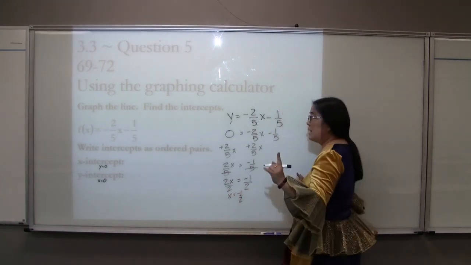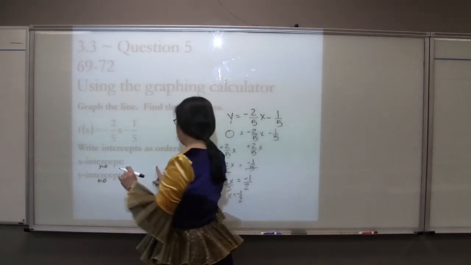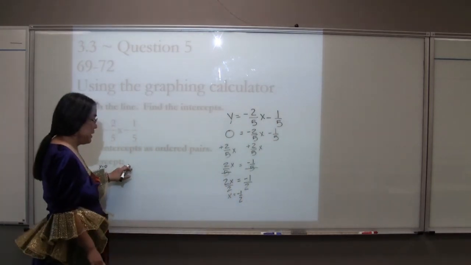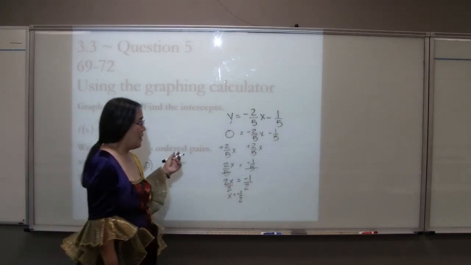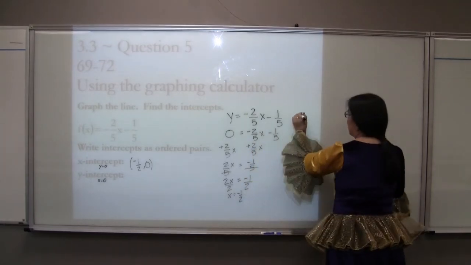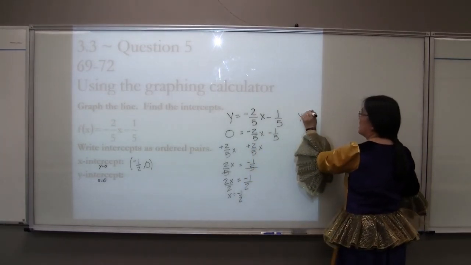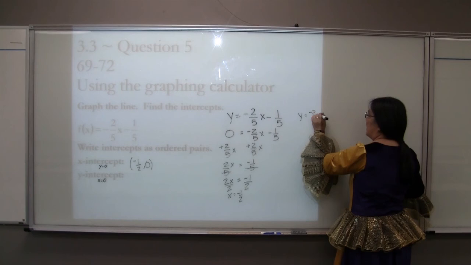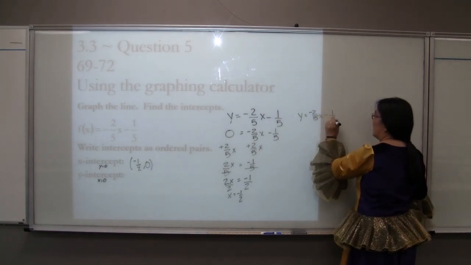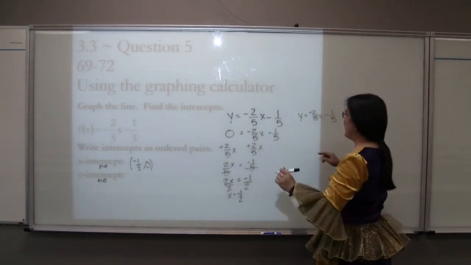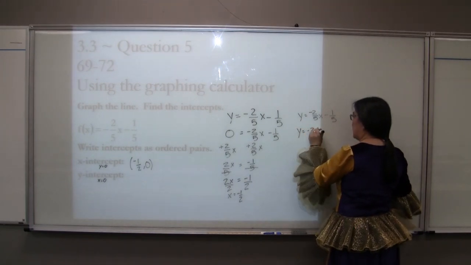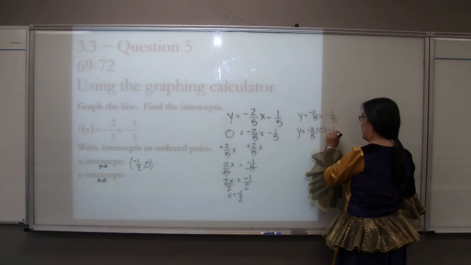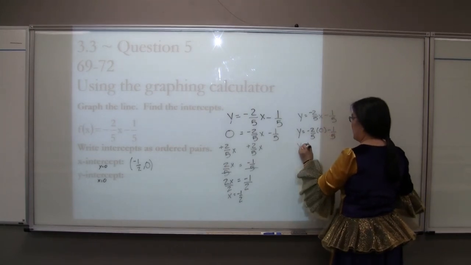But wait, if I'm going to write this as an x-intercept, I can't just have x equals negative 1/2. Our x-intercepts are going to have to be written as ordered pairs. But wait, there's more. I'm going to take this same equation, y equals negative 2/5 x minus 1/5, and I'm going to plug in that x is equal to 0. That gives me y equals negative 1/5.